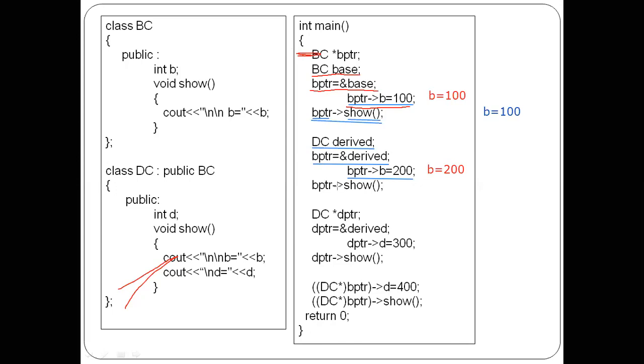With respect to this line, b pointer and show, which method is going to be called? Yes, b pointer and show. Again, the method inside the base class itself. So what is the expected output? Again, b is equal to 200, because inside that show function only the b variable is printed. So that's why. Next one.